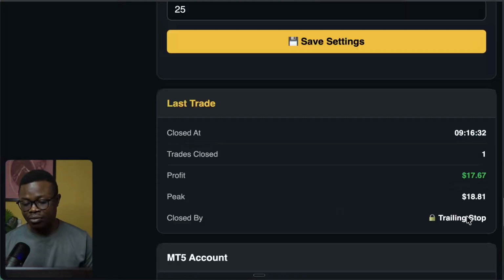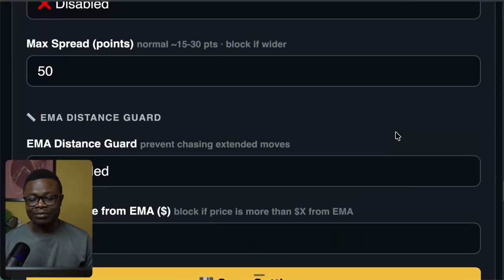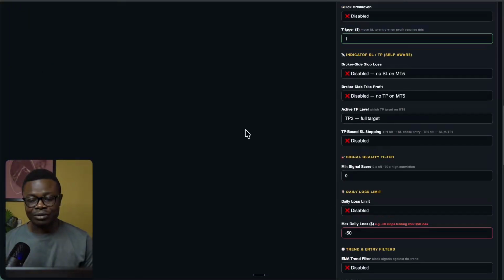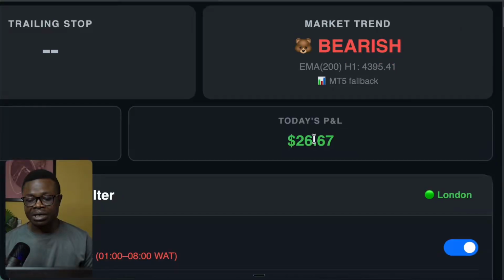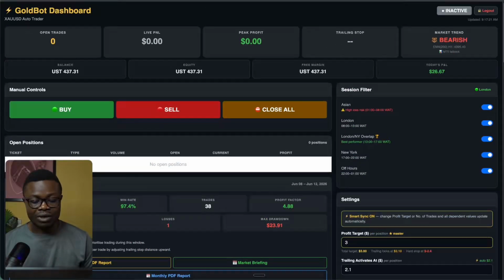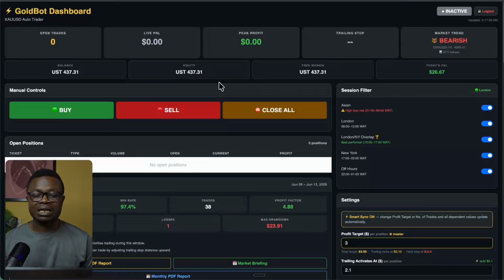Okay, so we closed it. This is the profit we made from this, $17. So the peak was $18, and then because of trailing stop, it has to close at that $17 level. So that's basically how this works. And you can see today's PNL has been updated already, and our total profit has been updated, and our wins have been updated. So that's basically how this works.